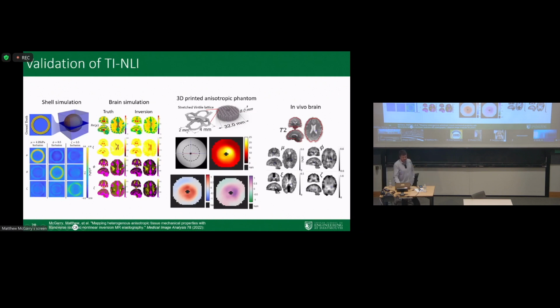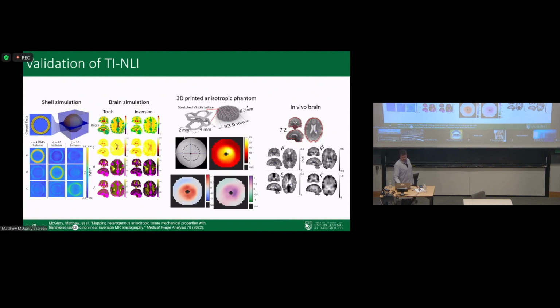Then we've got a more realistic brain simulation, where we apply properties from the literature to a brain-like geometry and apply a realistic set of boundary conditions. You can see we've got the true values that we prescribed in the simulation, and we pretended we didn't know them, and then showed that we can recover each of these properties pretty well all at once.